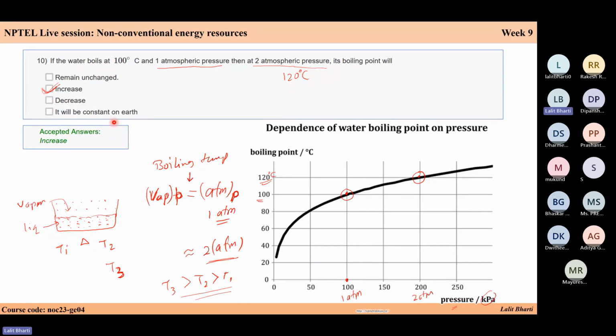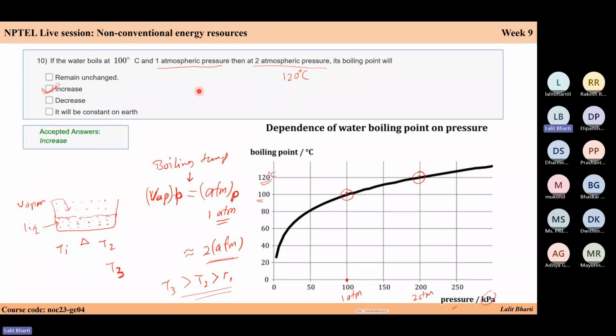Then the 10th question is, if the water boils at 100 degrees Celsius at 1 atmospheric pressure, then at 2 atmospheric pressure, what will its boiling point be? This is a very basic explanation from school class or the textbooks. This relation we find in our school class. So we know that if you have a higher pressure, then your boiling temperature will also increase. So let us understand the mechanism behind this.